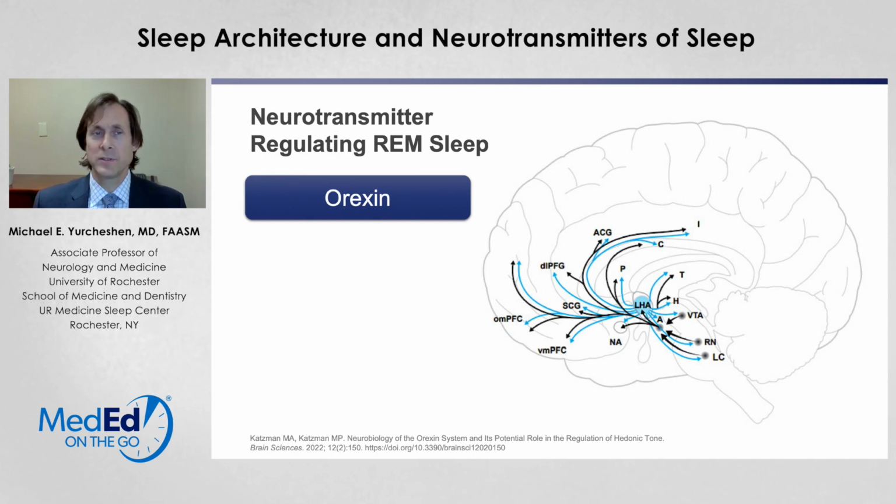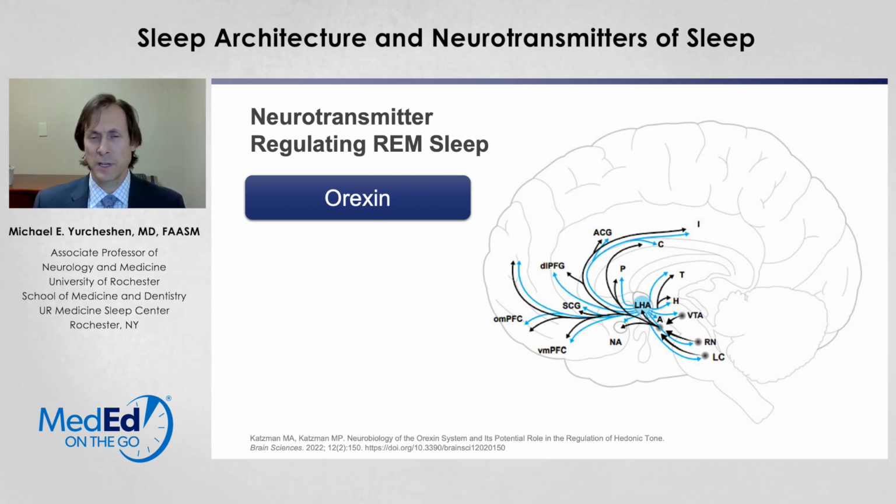The last slide I have is regarding the neurotransmitter regulating REM sleep. And the main one that we really leverage in clinical practice and think about is orexin. So this was discovered in the 1990s and has beyond just sleep promoting properties, but this is centered in your hypothalamus with widespread projections, including into your prefrontal cortex and into your locus coeruleus, into the thalamus and others. And people who have type 1 narcolepsy, most of these people have low levels of orexin, sometimes called hypocretin.